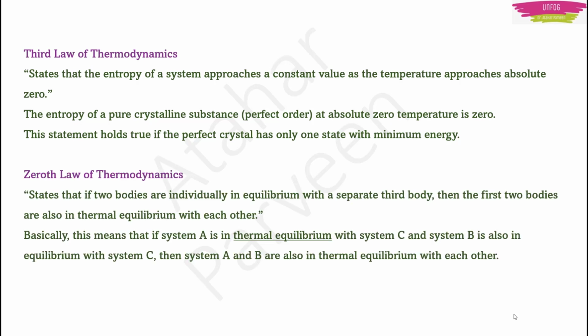Now let's talk about the zeroth law of thermodynamics. As I told you earlier also, it states that if two bodies are individually in equilibrium with a separate third body, then those two first bodies are also in thermal equilibrium with each other. Basically, this means that if system A is in thermal equilibrium with system C and system B is also in thermal equilibrium with system C, then A and B are also in thermal equilibrium with each other. This is your zeroth law of thermodynamics. Okay.